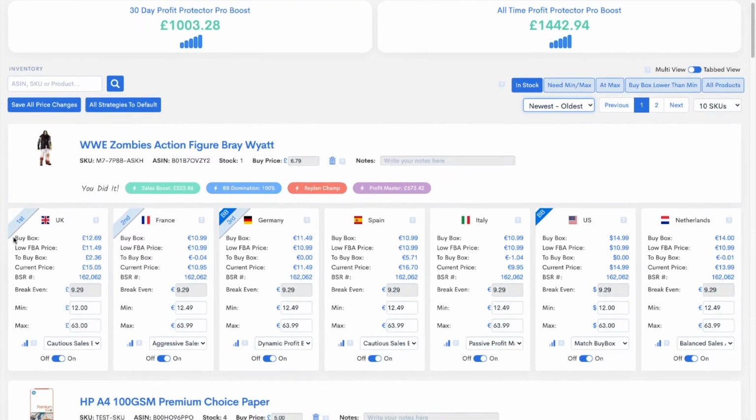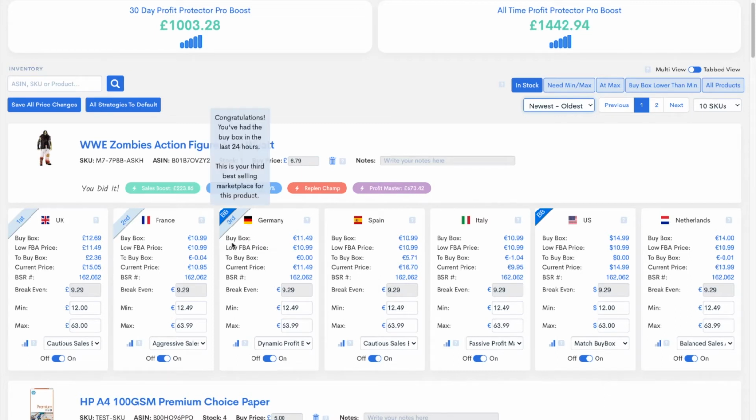So here you've got your different marketplaces. These are all the marketplaces currently supported by Profit Protector Pro. And you've got your flag, and it'll tell you what marketplace it is. You'll see you've got first, second and third. You've got little sashes on these. That tells you that your best-selling marketplace is the UK. In second place is France, and for this ASIN in third place is Germany.